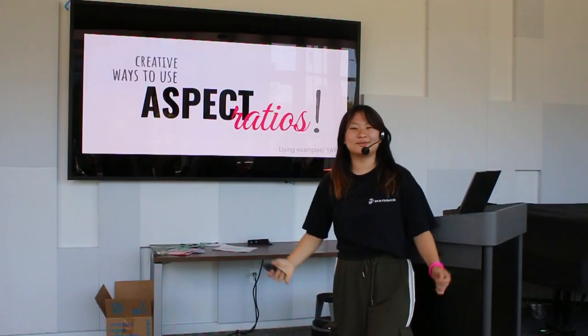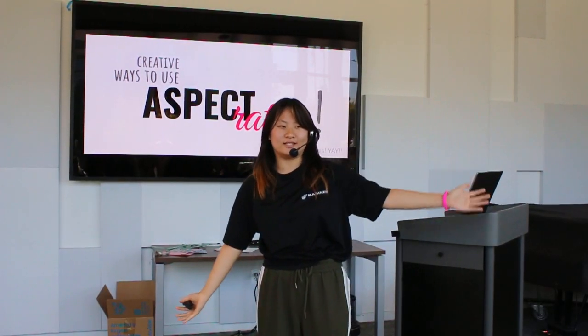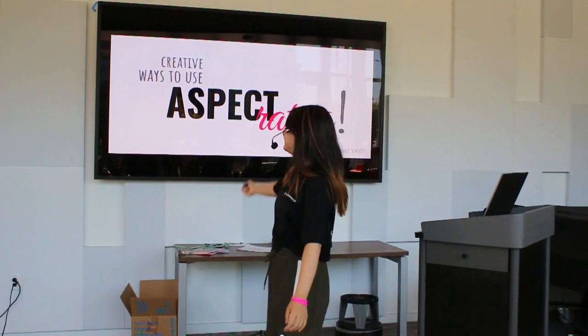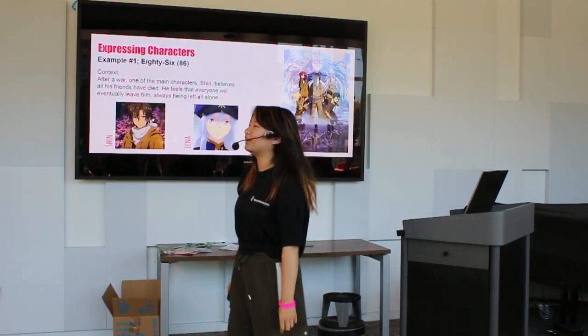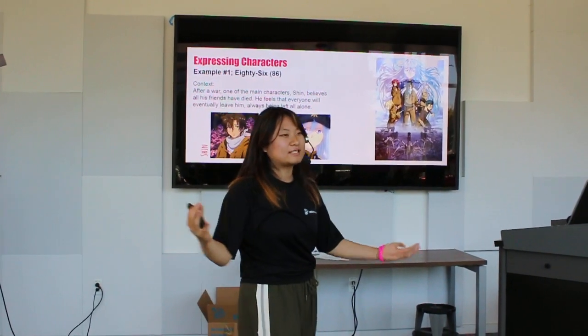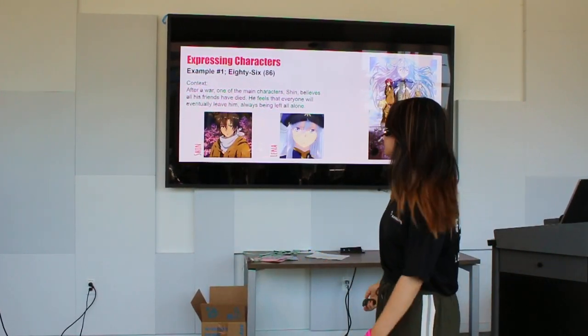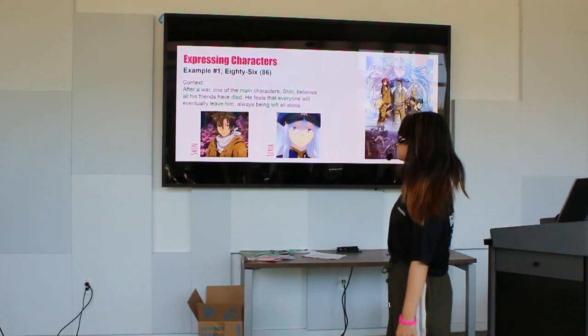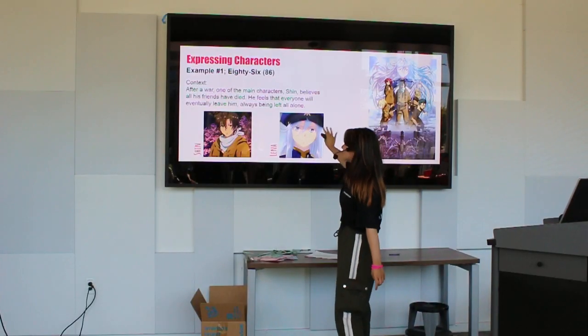So let's go over some creative ways to use aspect ratios using some fun examples. In our first example, we're going to be talking about how aspect ratios can be used to express character emotions through an anime called 86. And just for context, you need to know the main character Shin and one of his comrades, Lena.